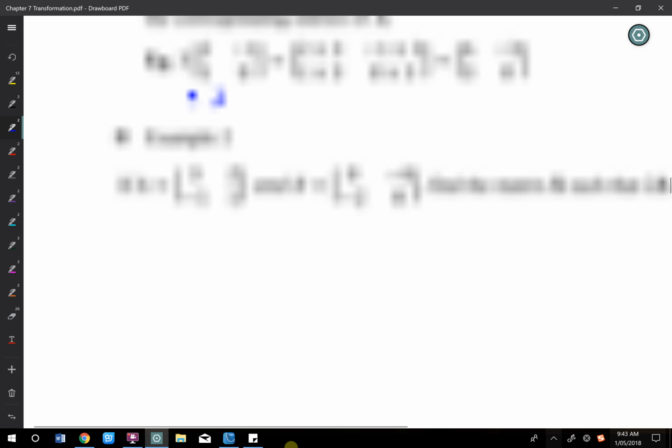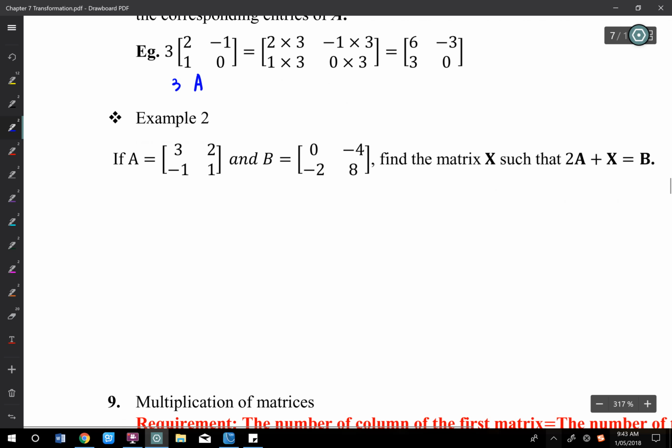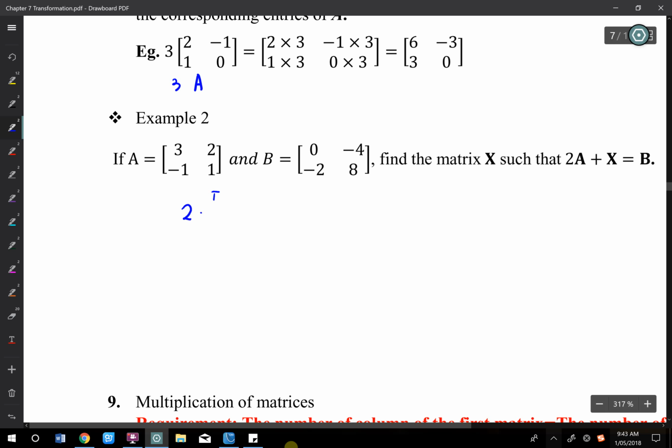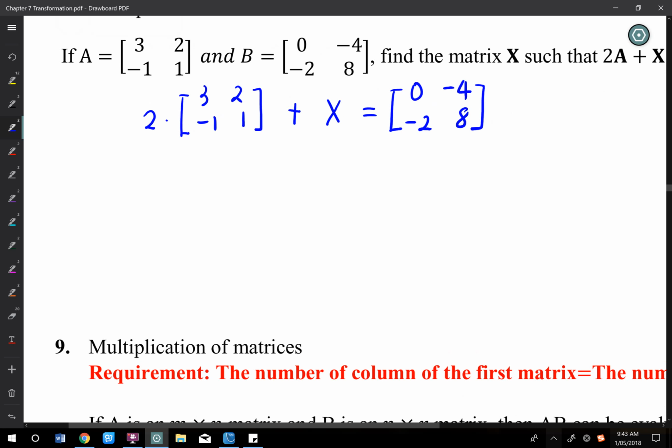Okay, let's have a look at example 2. Find the matrix X such that 2A plus X equals B. Same as number. Let's write that down first. 2A plus X, a matrix, equals B, which is another matrix. Okay, 2A plus X equals B.